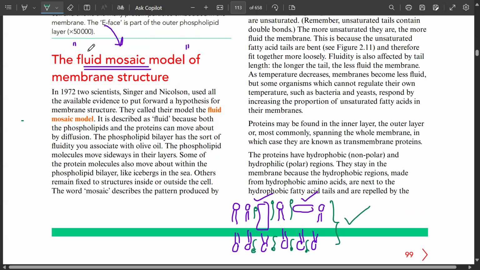But why do we call it a fluid mosaic model? Can you tell me what is the meaning of fluid? Why are we calling the membrane structure fluid? Because cholesterol helps the shape to split up, kind of like slip down. Yes, good. It provides fluidity.